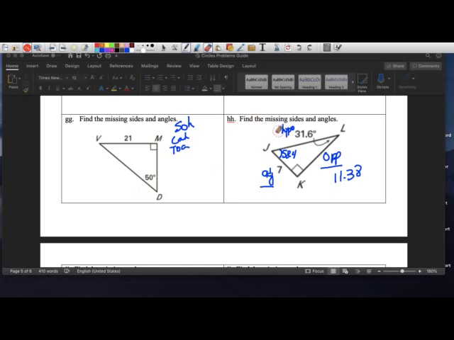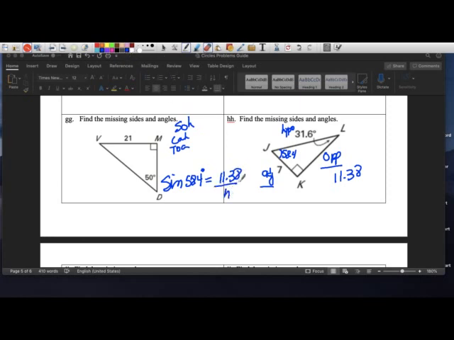So anything that uses the hypotenuse, so sine and cosine use the hypotenuse. Do I have the adjacent? Yes, I do. Do I have the opposite? Yes, I do. So it doesn't really matter which we use. Let's use sine. Sine of 58.4 degrees is the ratio of the opposite, which is 11.38, over the hypotenuse.